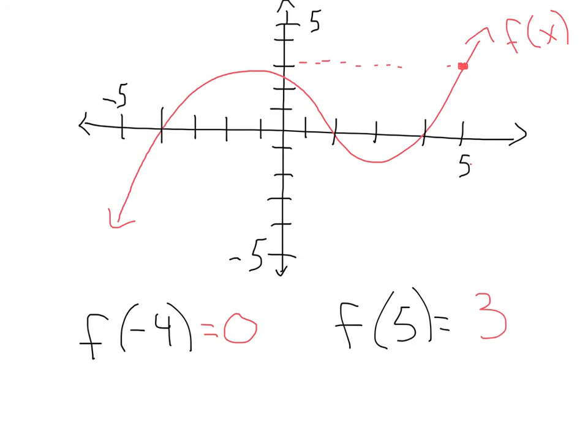Let's just go ahead and do one more. Let's say we wanted to find f of 0. Well, my x value is 0 right here, and the y value at that point looks like it's about 2.5. So f of 0 is going to equal 2.5. Again, all you need to do is go to the x value, wherever that is, and find the y value that corresponds with that x value.